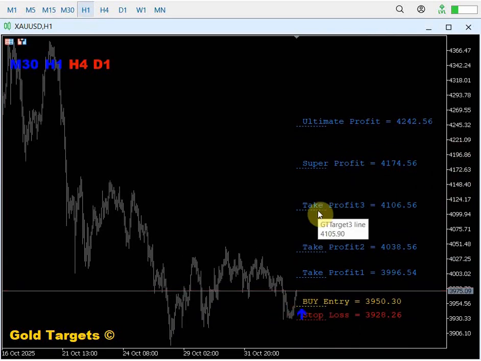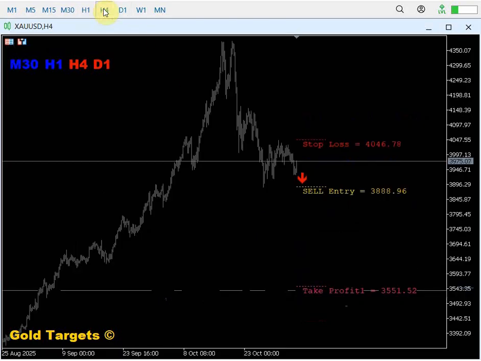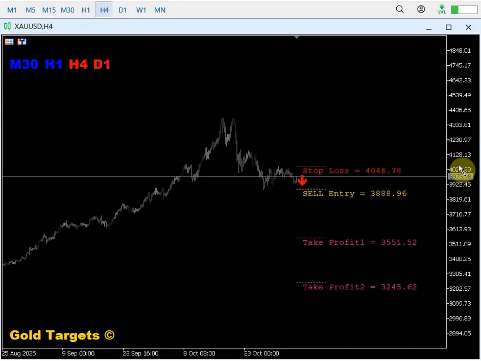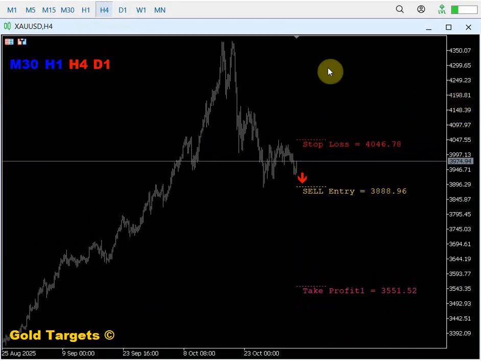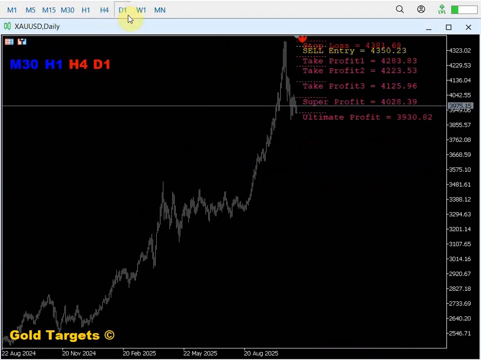7. The indicator can be used as an independent trading system. 8. The chart also displays a timer until the candle bar of the current time frame closes.